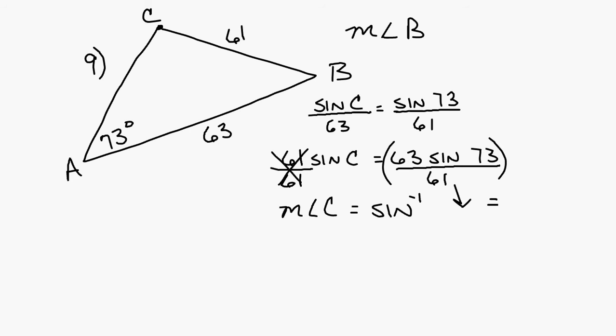63 times 73 sine equals, divided by 61 equals, it's 0.9876, and then second sine. That's 80.98, so we'll call it 81 degrees. So angle C is equal to 81 degrees. So if you take 180, subtract 81, and then 73, you're left with 26 degrees.